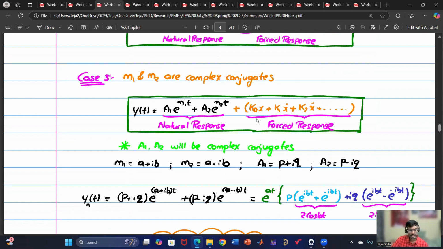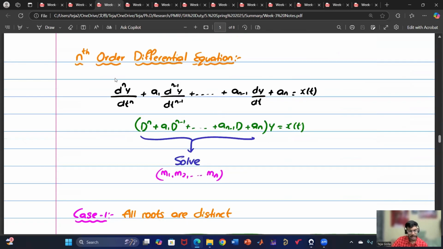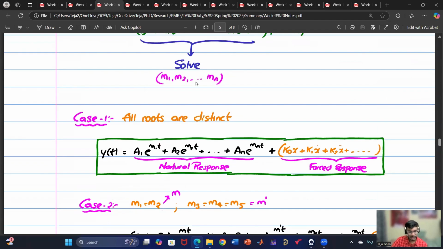So once we get this, the method remains same. First, write the generalized expression, solve for forced response by substituting this in the original equation, and use initial conditions to solve for A1 as well as A2. And if it is nth order, then also first you have to solve for this n equations, I mean, n roots.